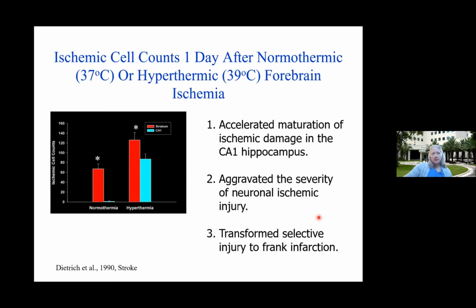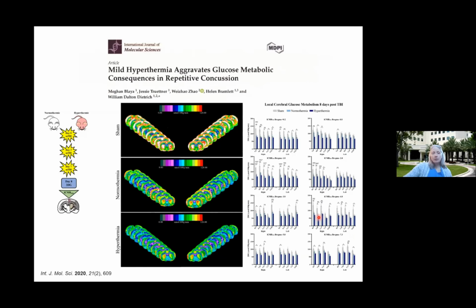More recently, we've actually looked at mild hyperthermia aggravating glucose metabolism in our repetitive concussion model. So now we're talking about mild fluid percussion brain injury. Animals underwent 3 different repetitive hits of mild TBI using a weight drop model, and showed with hyperthermia a reduction in glucose levels in a variety of the different structures that we assess, but you can clearly see that in these autoradiograms showing a reduction with hyperthermia in glucose, and normothermia in sham animals actually are fine.